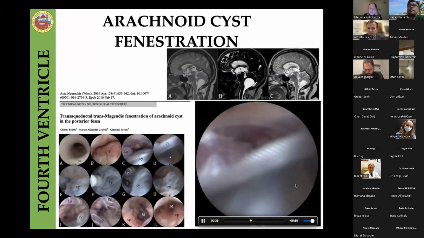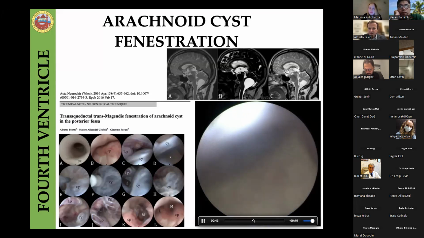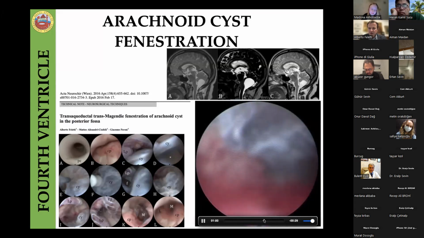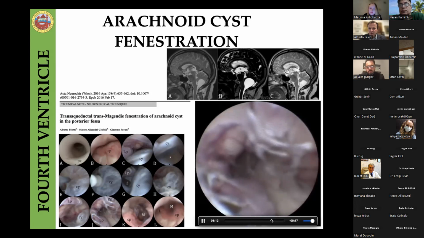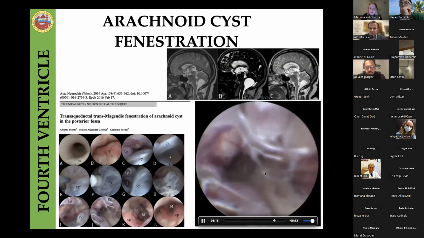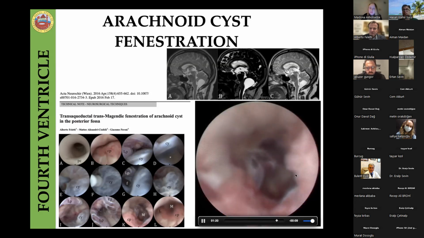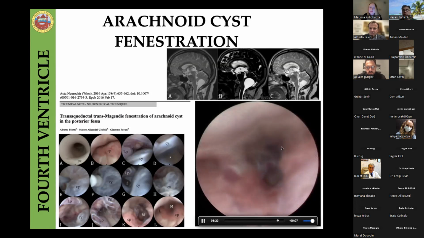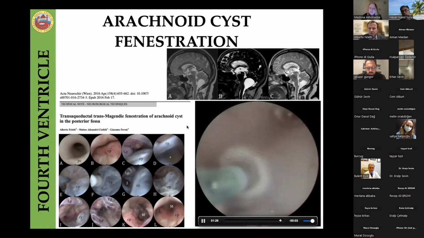I always look through the wall of the cyst to make sure that nothing is at the opposite side before attempting a fenestration. So I fenestrated it, and then I shrank it with the coagulation. And at the end, you can see the cisterna magna is completely free. And withdrawing the endoscope, you can see the normal anatomy restored in the fourth ventricle. So the compression was resolved.